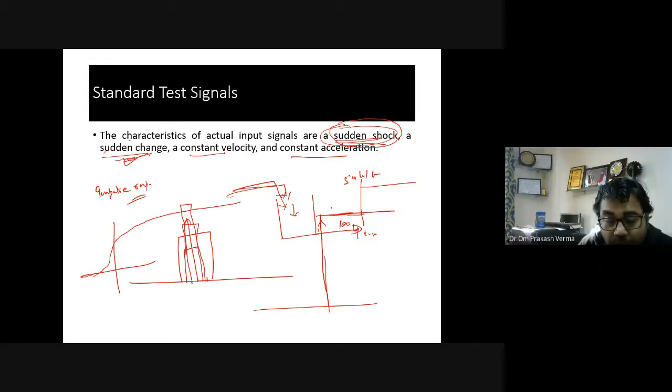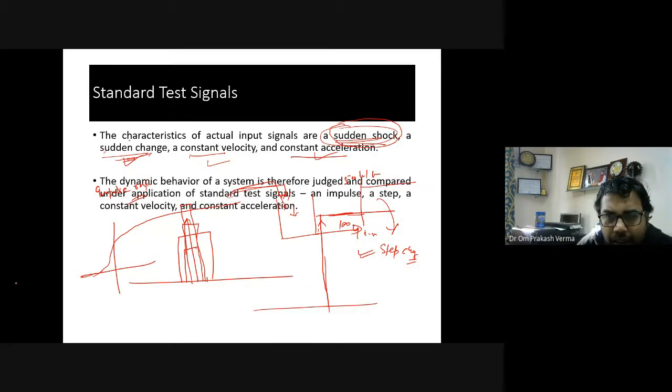Actually, we are going to represent such a system in mathematical representation. Therefore, we represent it in the form of a step change. In a similar way, we have defined constant velocity as a ramp input, t, and constant acceleration as the parabolic input. So these are the things.